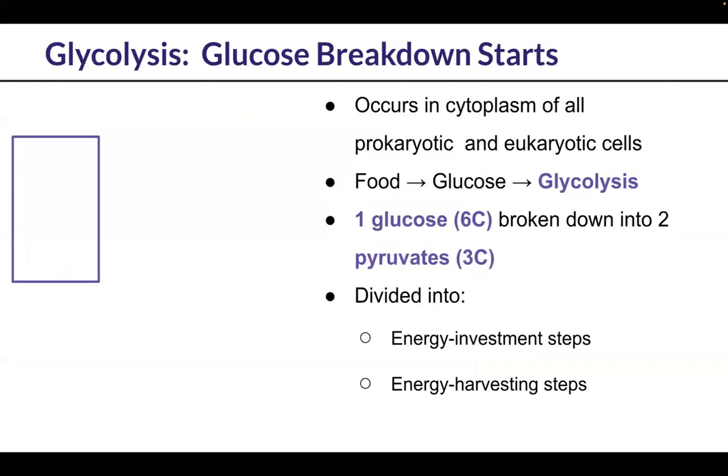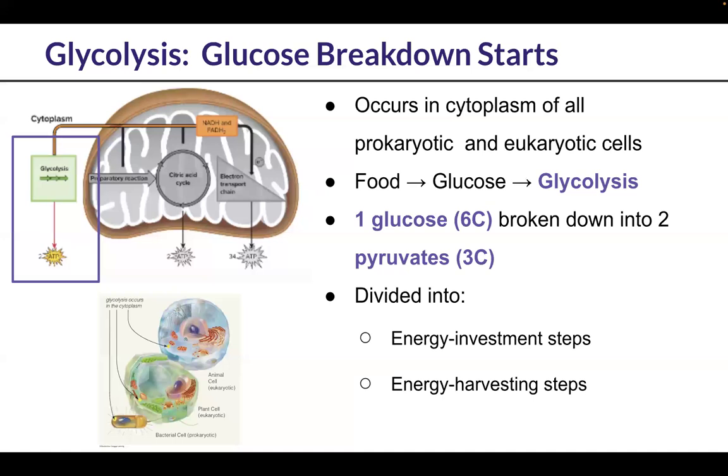So let's first look at glycolysis. Glycolysis is going to happen in the cytoplasm. That is, it's going to happen outside of the mitochondria organelle. This is true for both prokaryotes and eukaryotes.